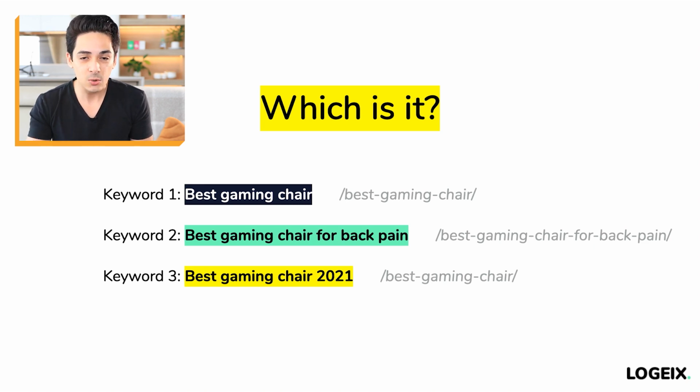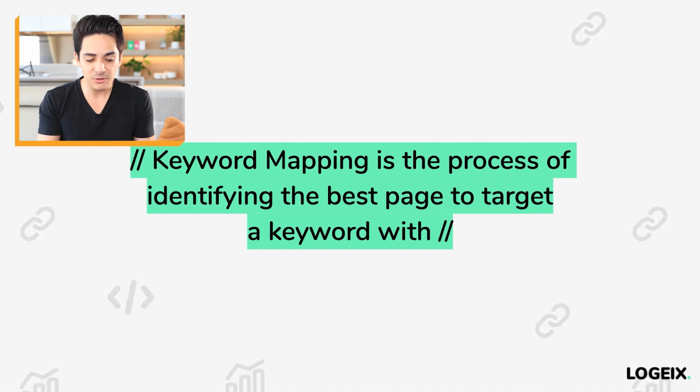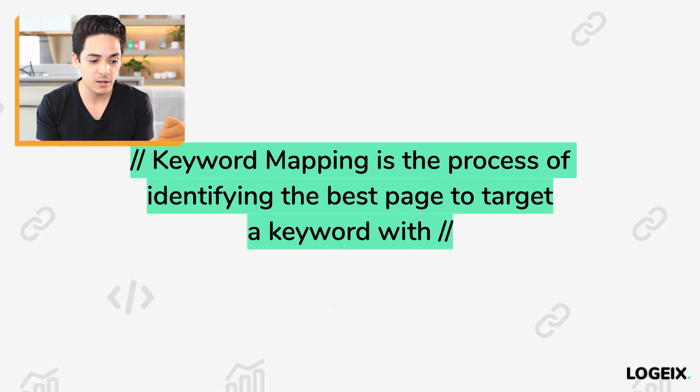That is a short, simple example of how keyword mapping works, except that's just 3 keywords and not 1,000, 10,000, 20,000, and so on, which gets much more complicated. But if we were to put a definition behind this again, keyword mapping is the process of identifying the best page to target a keyword with.